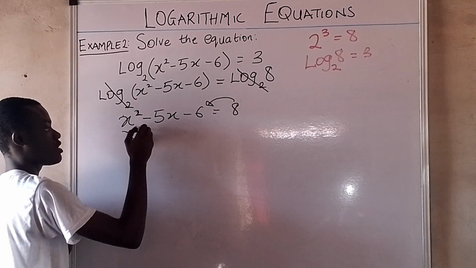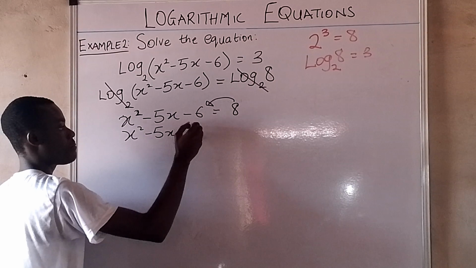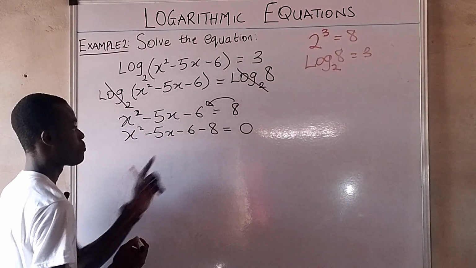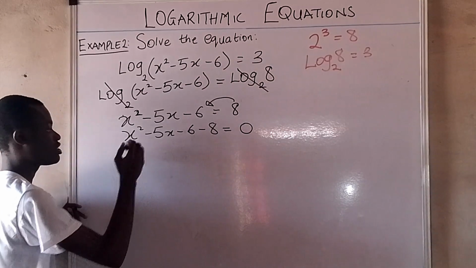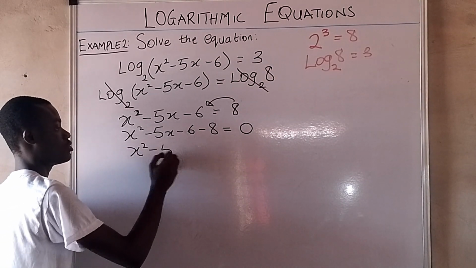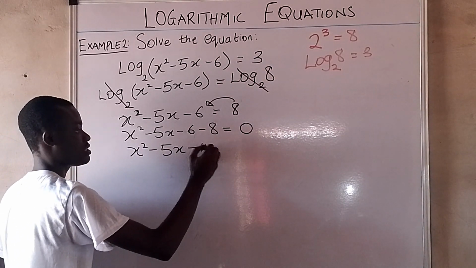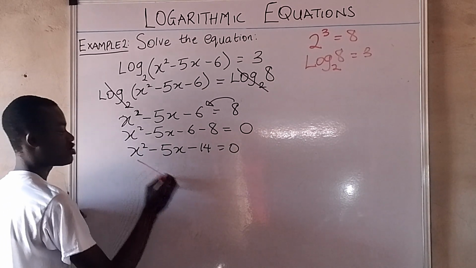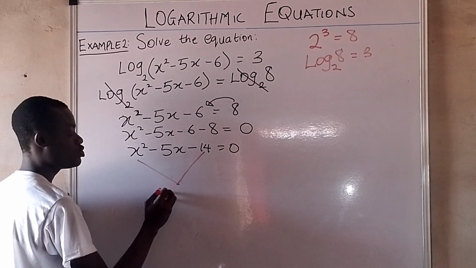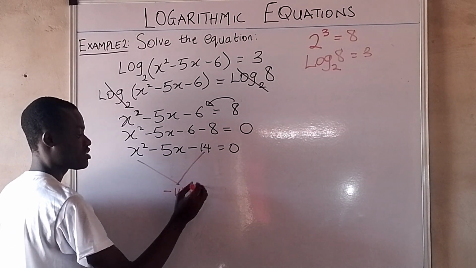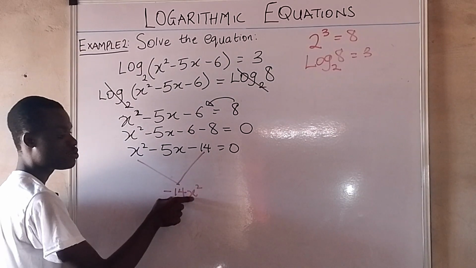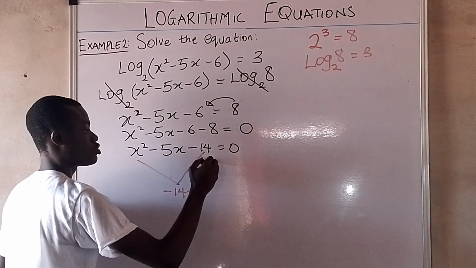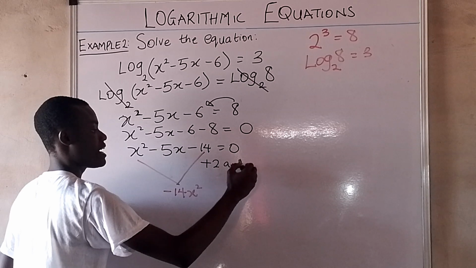So I have it as x squared minus 5x minus 6 minus 8 is equal to 0 because there's nothing left now. Now minus 6 minus 8 will give us minus 14. So this is x squared minus 5x minus 14 is equal to 0. Remember, you are going to multiply this one with the x squared and this one will have an x. When you do that, you are going to have minus 14x squared. So two numbers you can multiply to give you this and add to give you this. Those two numbers are plus 2 and minus 7.